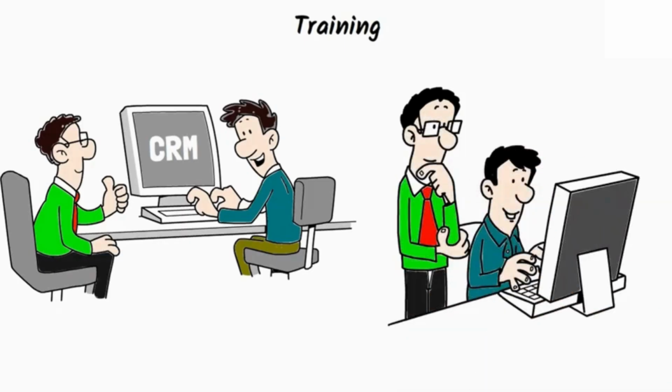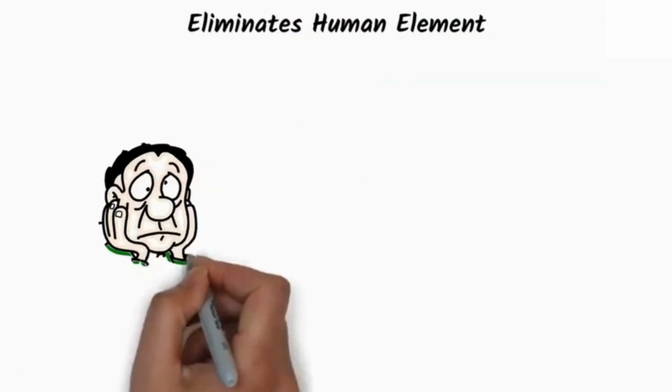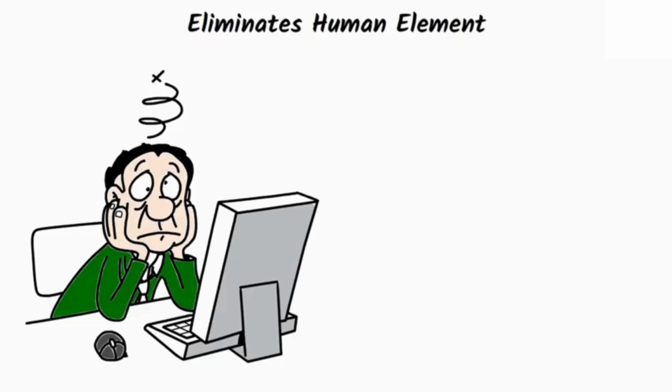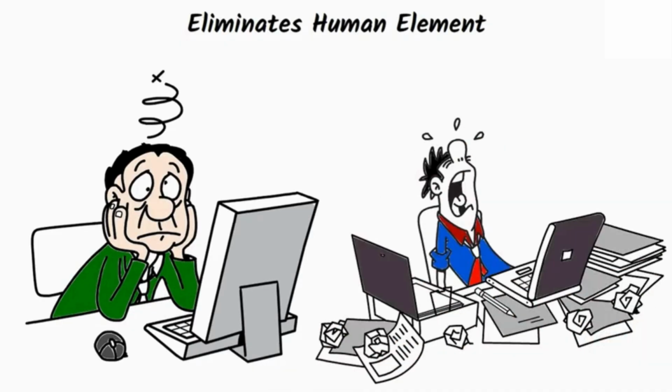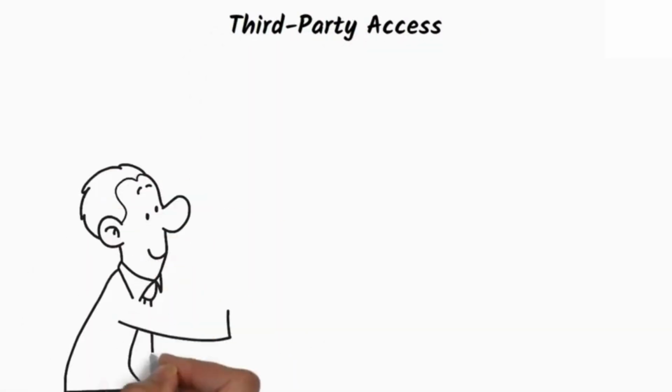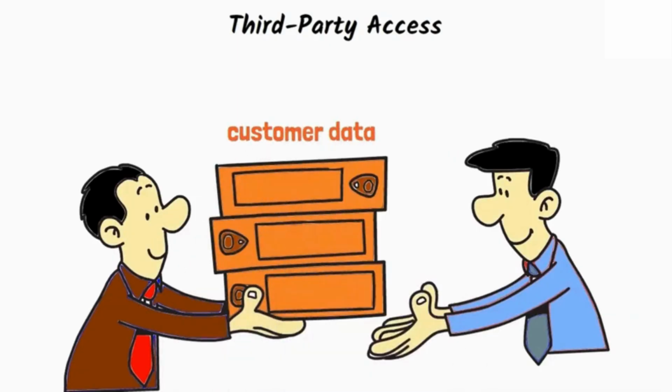Eliminates human element. CRM automation may reduce personal interactions between customers and businesses. Some customers prefer human interactions and may feel disconnected if the human element is eliminated entirely. Third-party access. CRM systems store sensitive customer data, and any third-party access to this data must be managed securely. Ensuring data privacy and protection is essential to maintain customer trust.